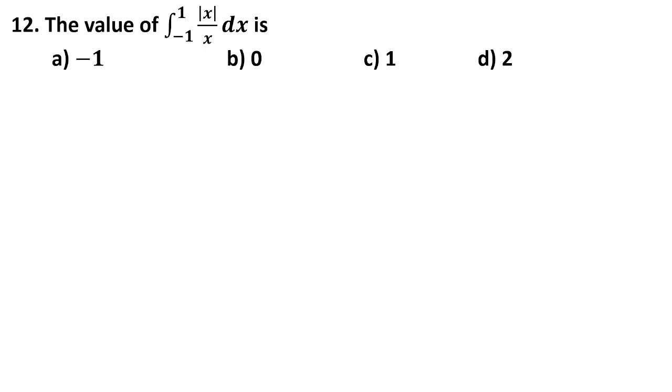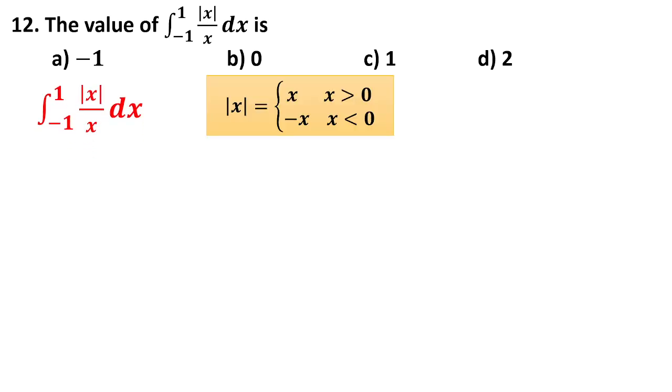Value of the integral from minus 1 to 1 of mod x by x. Whenever you get this mod x function, always remember, based on the nature of the modulus function, we have to split the integral, where in one integral it will be positive and in another integral it will be negative. Now mod x by x, you know the nature of mod x. It will be x for x greater than 0. It will be minus x for x less than 0. Therefore, we have to split the integral into 2, from minus 1 to 0 and 0 to 1.